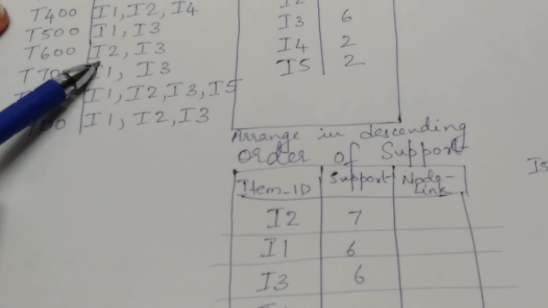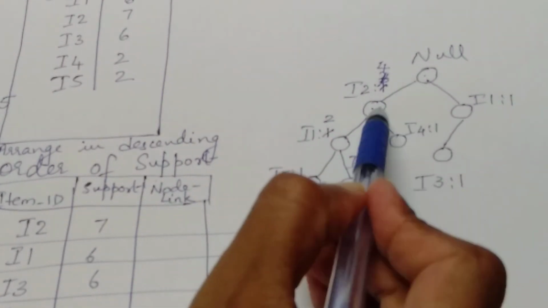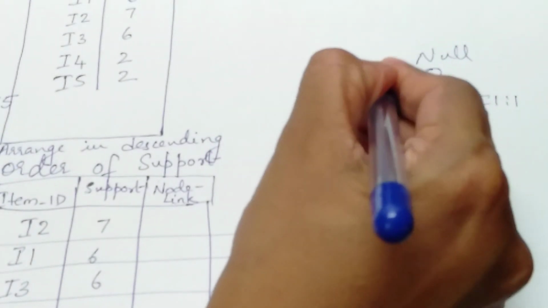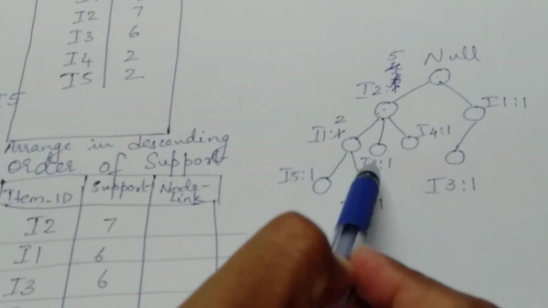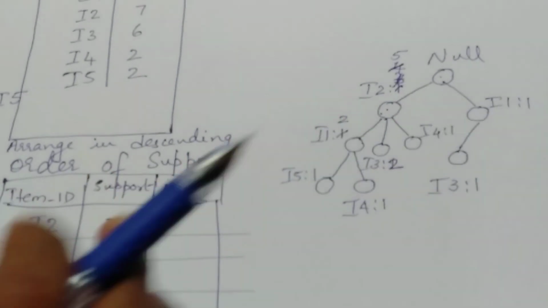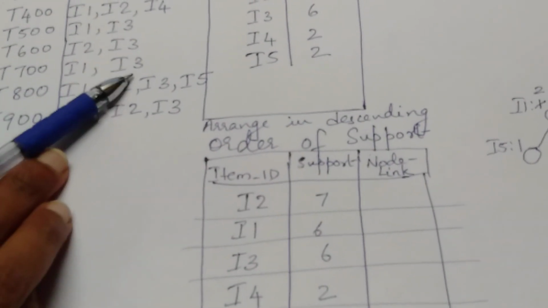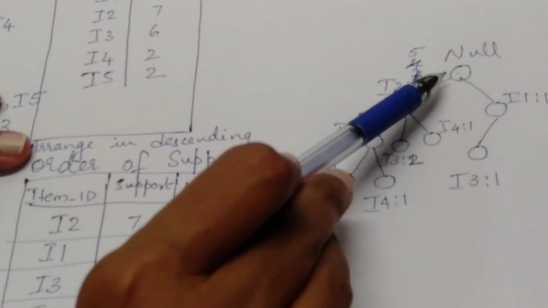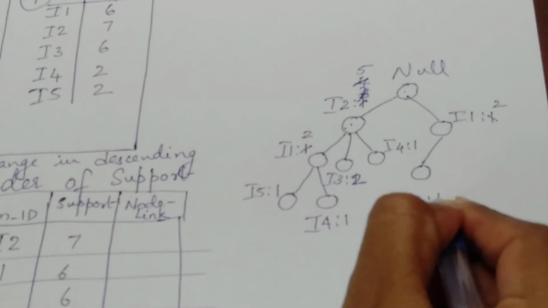Now in the sixth transaction, I2, I3. So I already have a node over here. I simply increase the support. And then I have a connection to I3 too. So I again increase the support to 2. I have completed the sixth transaction. Now the seventh transaction, I1, I3. I already have an I1, I3 over here. So all I need to do is increment the support for I1, I3.